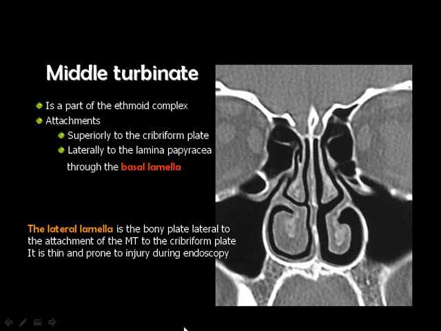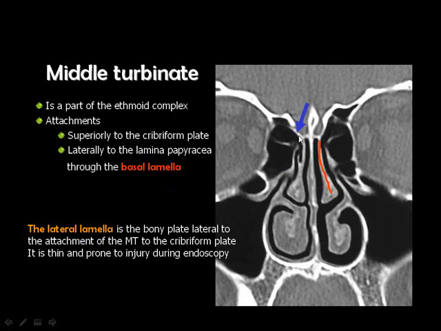Then if you look here, this is the anatomy of the middle turbinate, and you know that the middle turbinate has an attachment superiorly to the cribriform plate of ethmoids. This is the attachment of the middle turbinate to the cribriform plate of ethmoids, and it has also a lateral attachment to the medial orbital wall, which is known as the basal lamella, and I will show you in a moment. The lateral lamella is this plate, which is very fine, located lateral to the attachment of the middle turbinate to the cribriform plate.